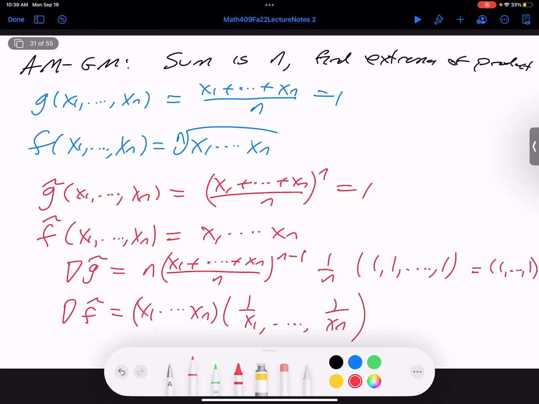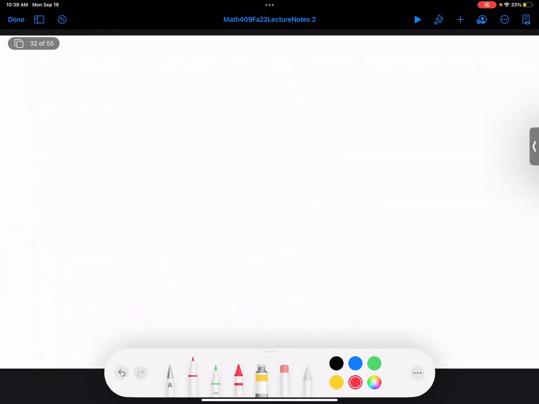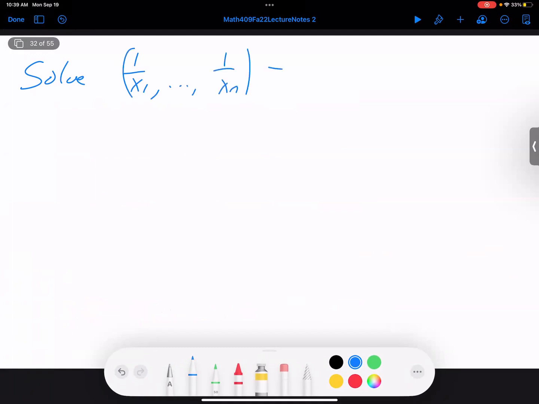I don't really care what lambda is. This whole thing is going to be affecting everything. And so when I play the games, I need to solve 1 over x1 dot dot dot 1 over xn equals lambda, and I'll say lambda depends on x1 through xn, times 1 dot dot dot 1. This is really nice. I need the vector 1 over x1 through 1 over xn to be a multiple of the vector 1, 1, 1, 1, 1.